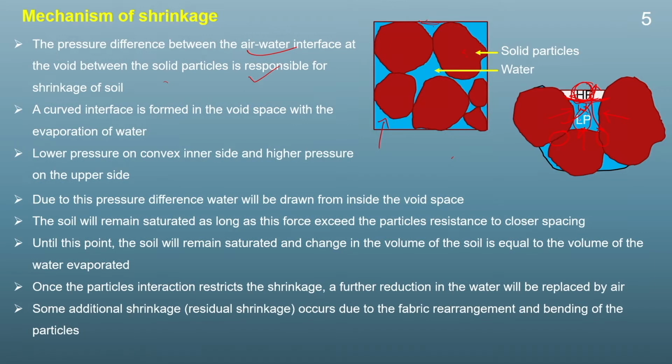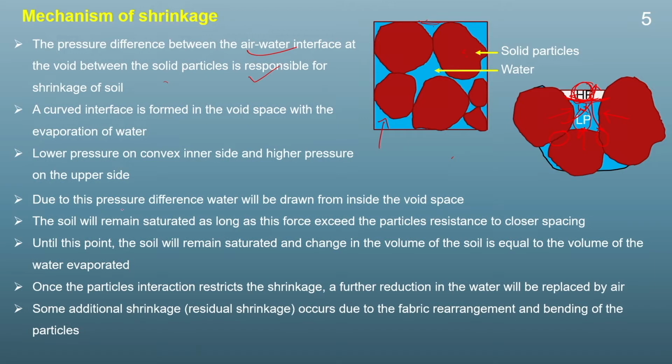So, this pressure difference will try to bring these particles together. At the same time, this frictional resistance as well as the repulsive forces will try to prevent the particles from coming closer. But as long as this pressure difference, or the suction of the soil, is higher than these resisting forces, the particles will come closer and there will be a reduction in the volume of the soil.